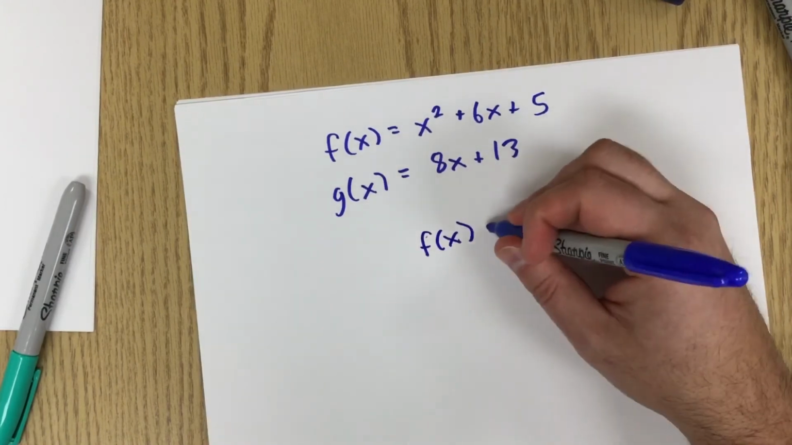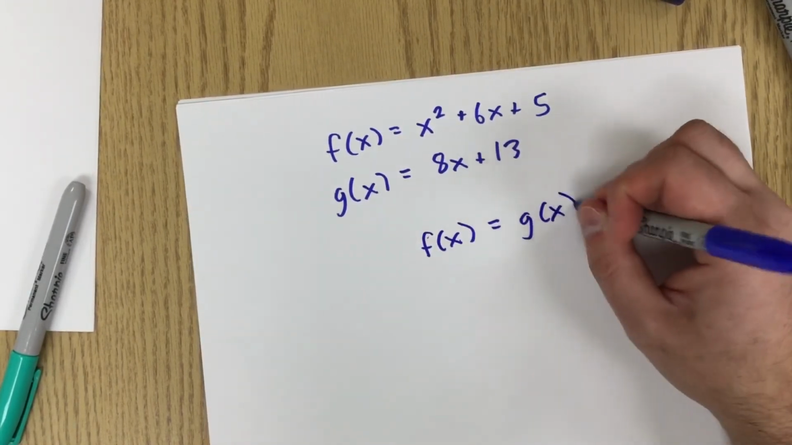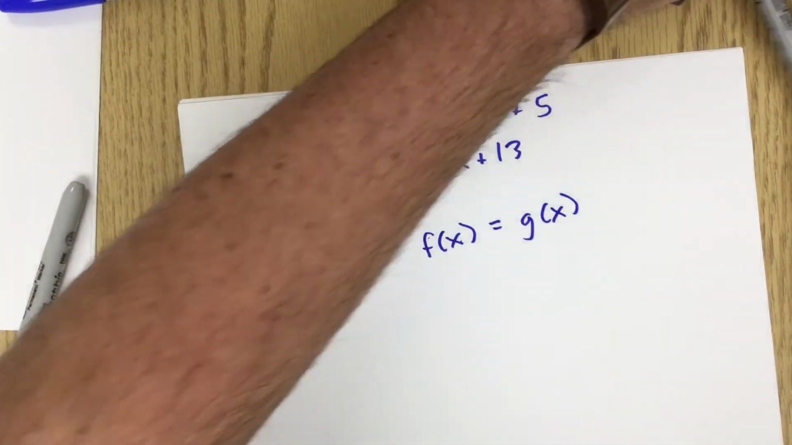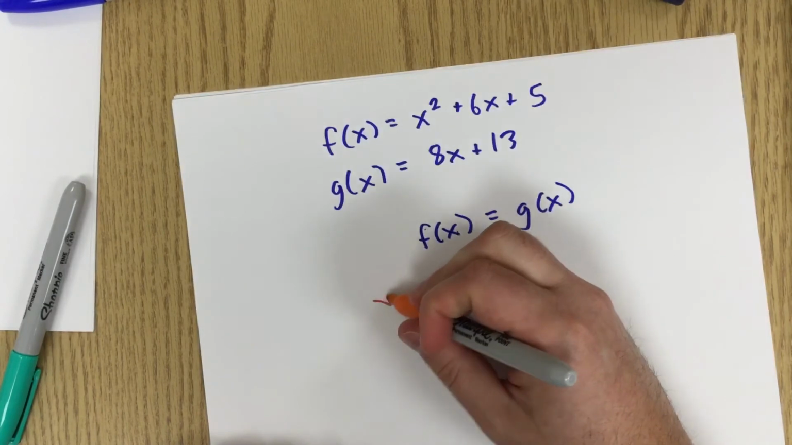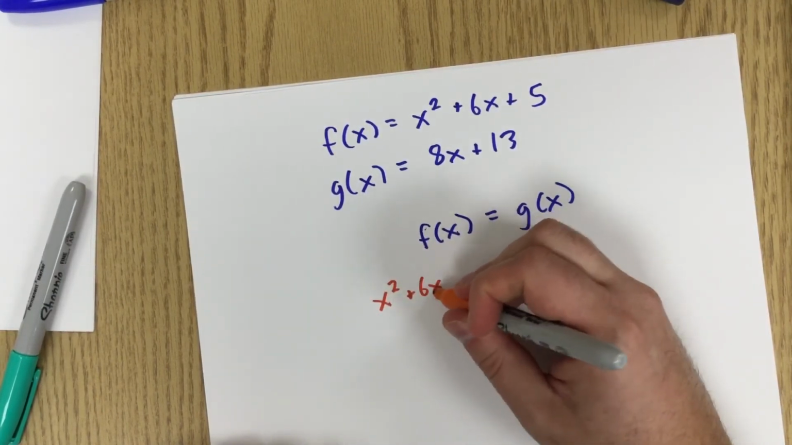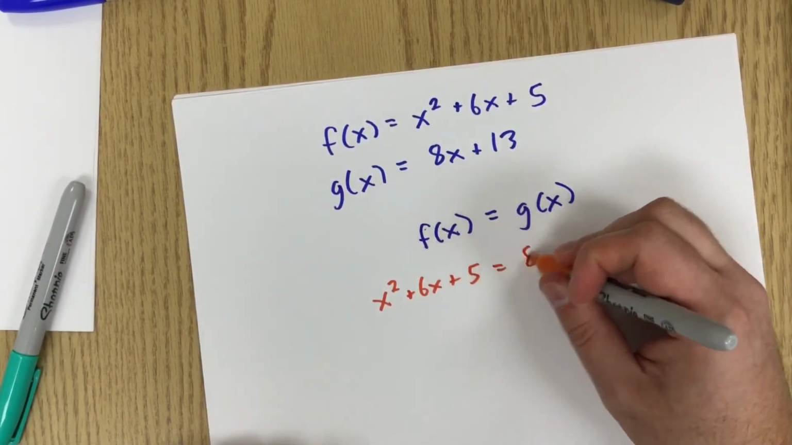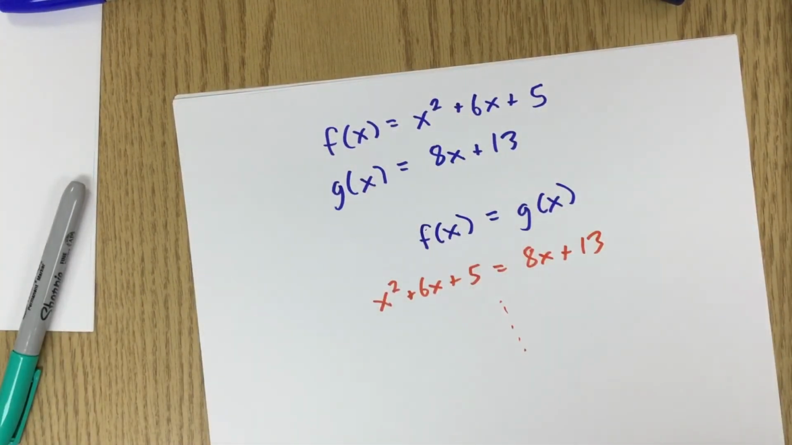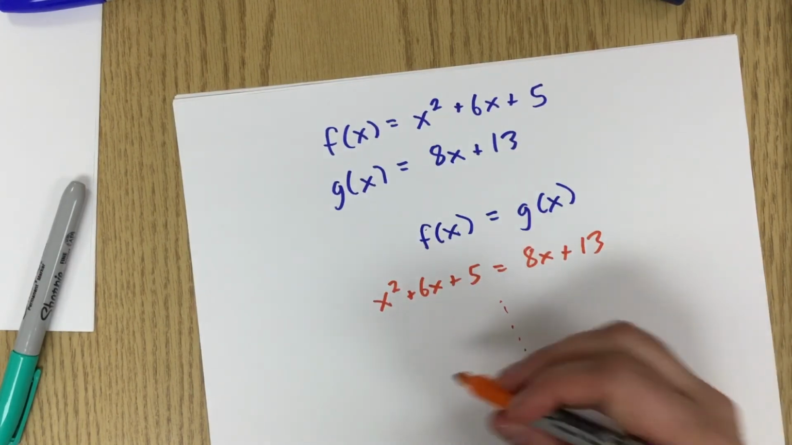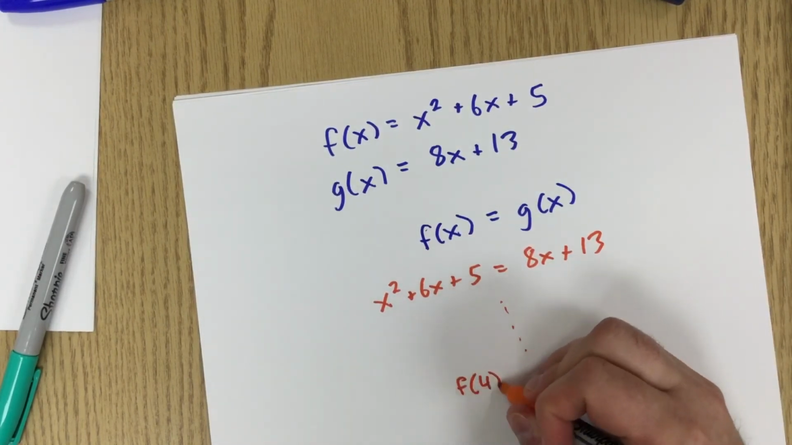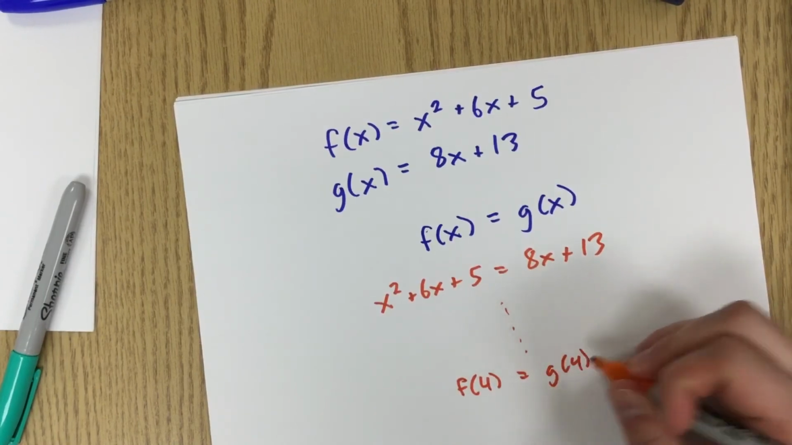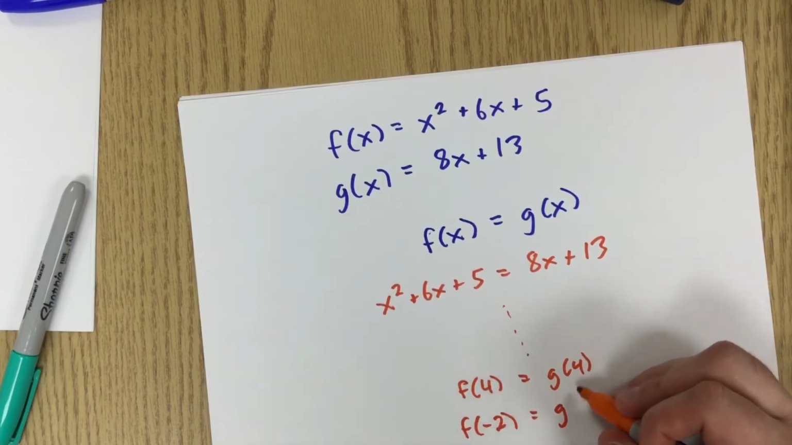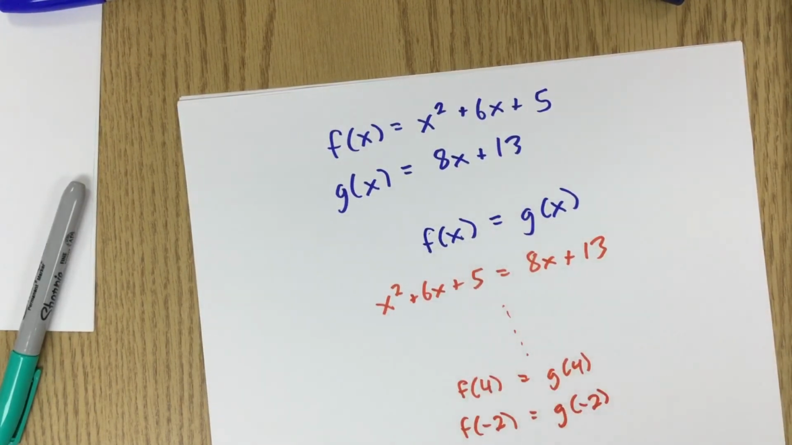So I could say I want to know when f of x equals g of x. So for what x's are their y values the same? And that would mean that x squared plus 6x plus 5 equals 8x plus 13. And then we would go and solve it. And we would find out that the answers are that f of 4 equals g of 4 and f of negative 2 equals g of negative 2. And that's when they're equal.